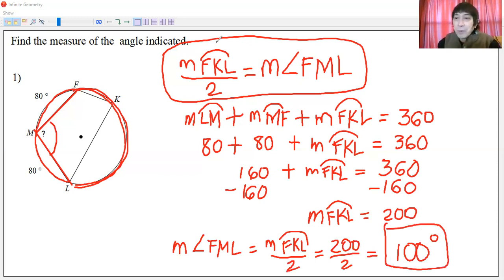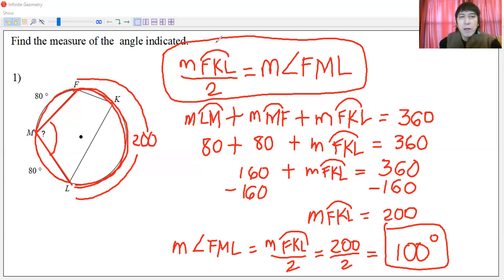I hope you were able to follow that particular solution. And so the answer is 100 for the angle with a question mark. A little explanation: it's because this arc here measures 200.